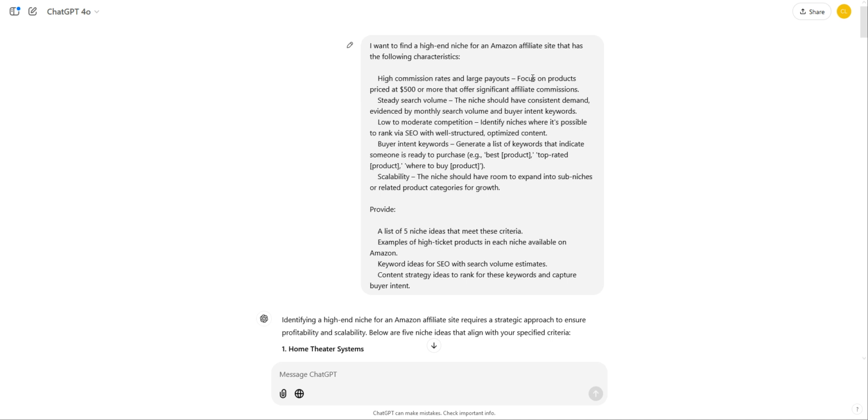Buyer intent keywords. Generate a list of keywords that indicate someone is ready to purchase. Best product, top rated product, where to buy. Scalability. The niche should have room to expand into sub niches or related product categories for growth. Provide a list of 5 niche ideas, examples of high ticket products, keyword ideas and content strategy.